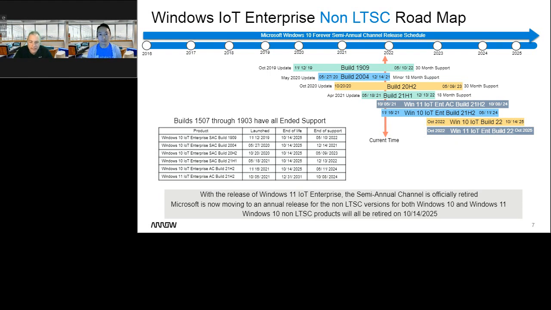We use the term AC for annual channel, so it's no longer a semi-annual channel twice a year. It's now once a year, and so we'll see another build of that in about a year from now. And Windows 10 the same way. The Windows 10 IoT Enterprise, we could possibly see another build a year from now, but the Windows 10 products will retire on October 14th, 2025. So no LTSC version of Windows 11. You do have access to the non-LTSC version.